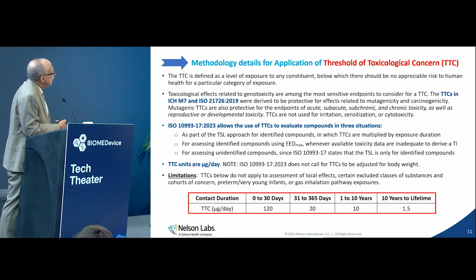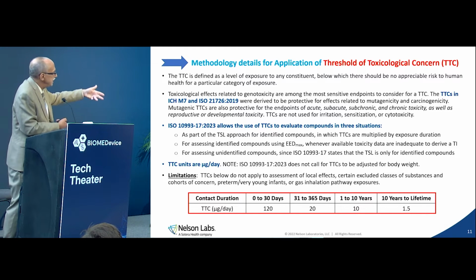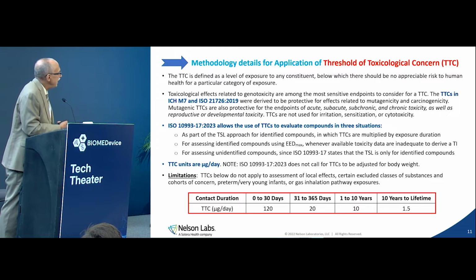So this is used in 3 different ways. First, as part of that TSL approach, which I just covered, for identified compounds. Second, for identified compounds when you can't find any toxicity data. Okay, so you can compare the EED max to the TTC. And third, assessing unidentified compounds, which is the vast majority of cases.